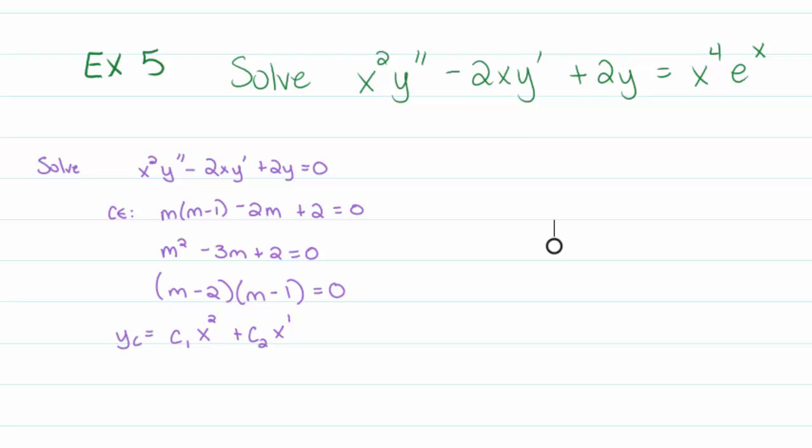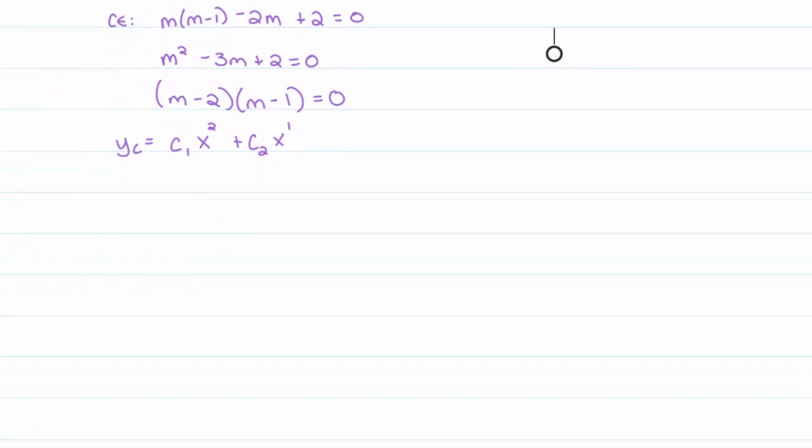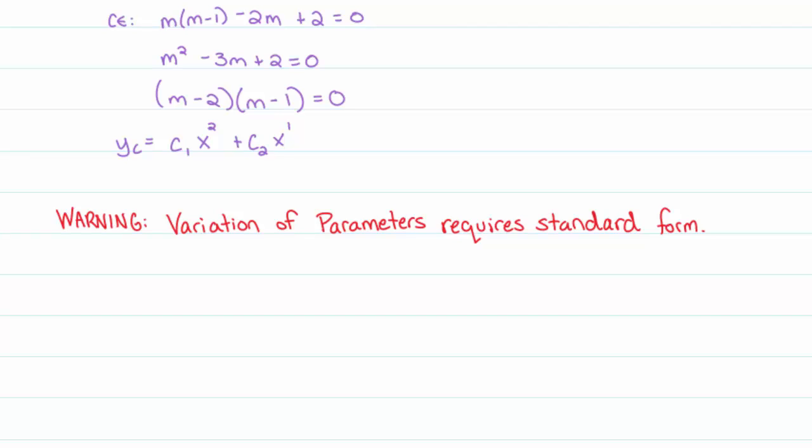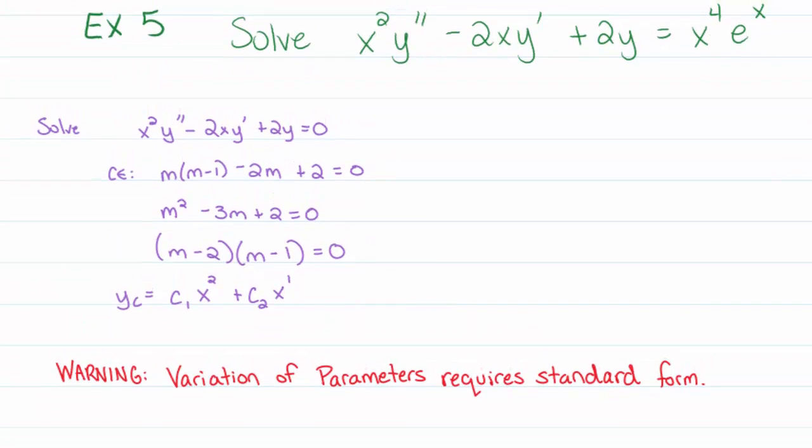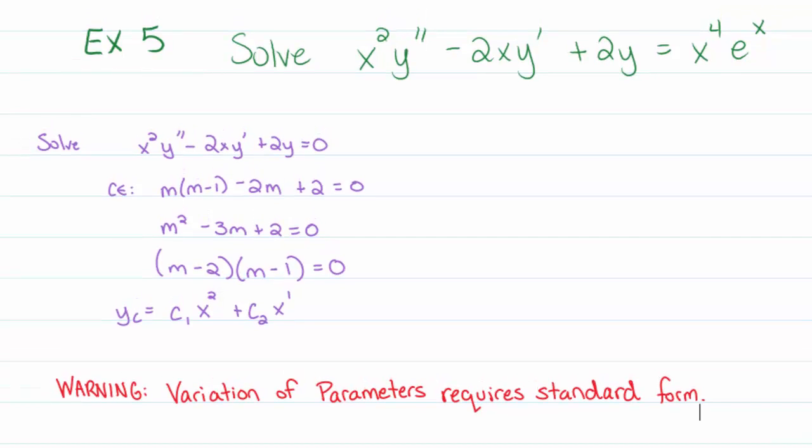But big warning here, I'm going to scroll a little bit and then put in a warning. Variation of parameters requires standard form. And remember when we derived the variation of parameters method, I had mentioned that it works even if you have non-constant coefficients. We did the proof using constant coefficients, but we can use variation of parameters even for this differential equation. But I'm going to go ahead and rewrite it in standard form.